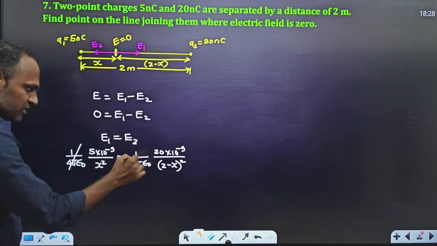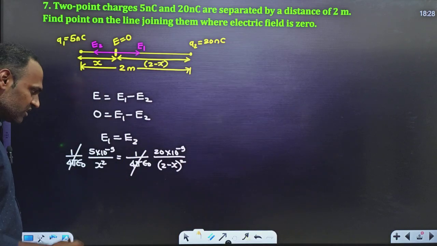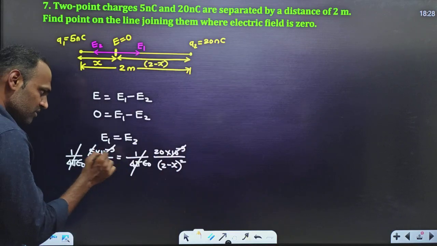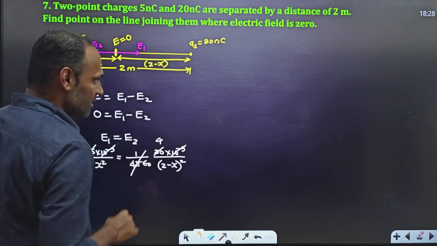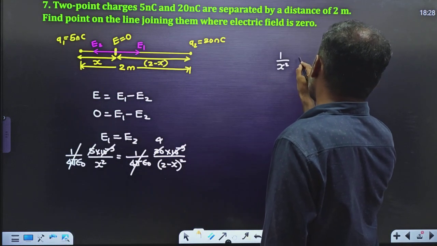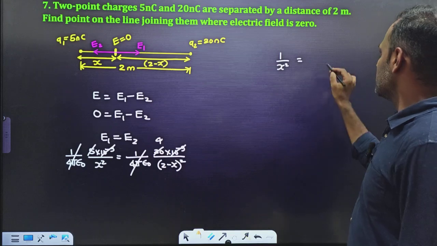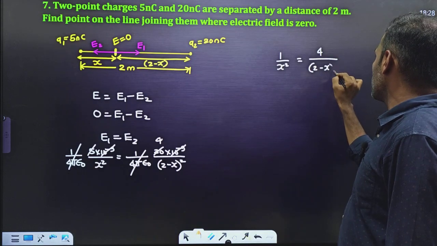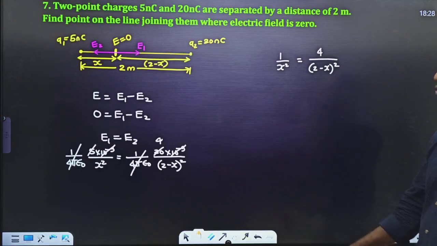1 by 4 pi epsilon from this side, 1 by 4 pi epsilon from this side will get cancelled. 10 to the power minus 9, 10 to the power minus 9 will get cancelled. 5 ones are 5, 4 5s are 20, will get cancelled. What will you get? You will get 1 divided by x square is equal to 4 divided by 2 minus x whole square.